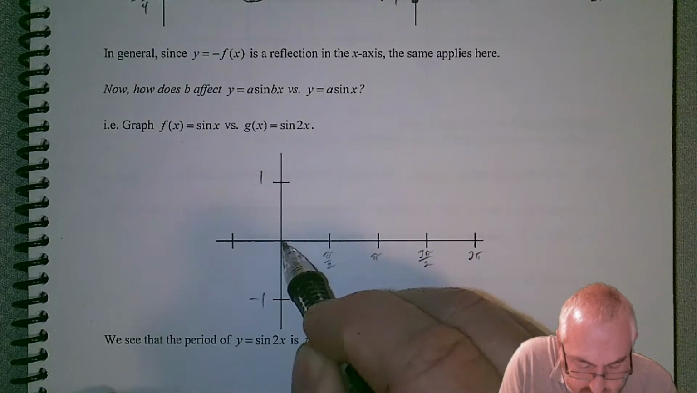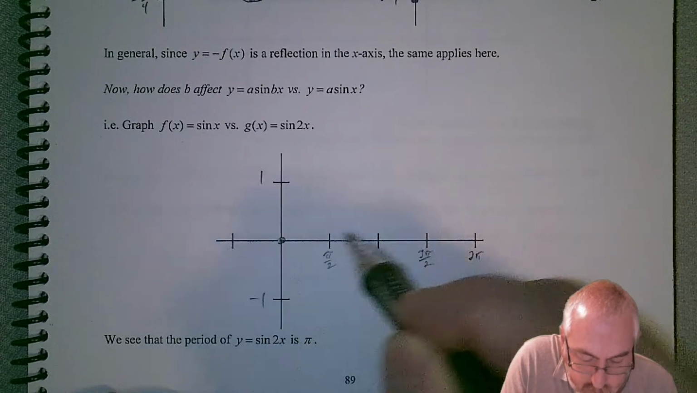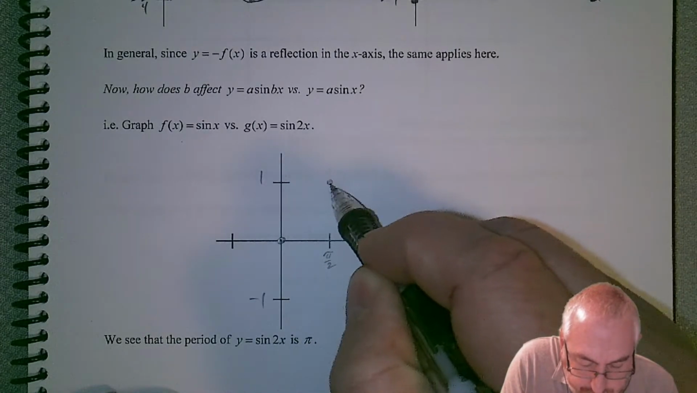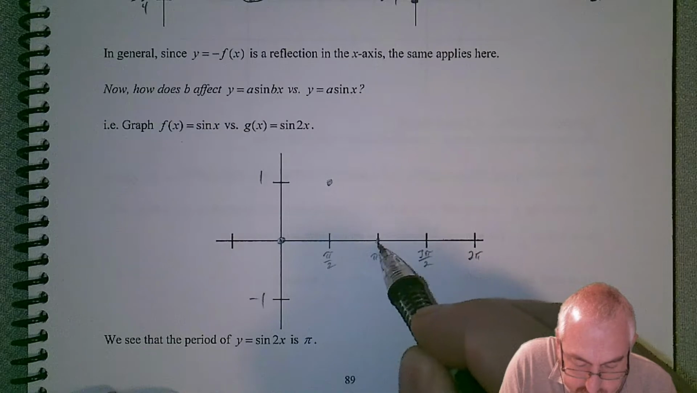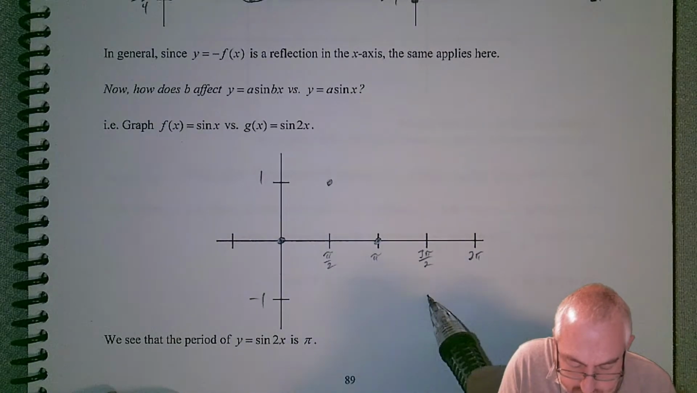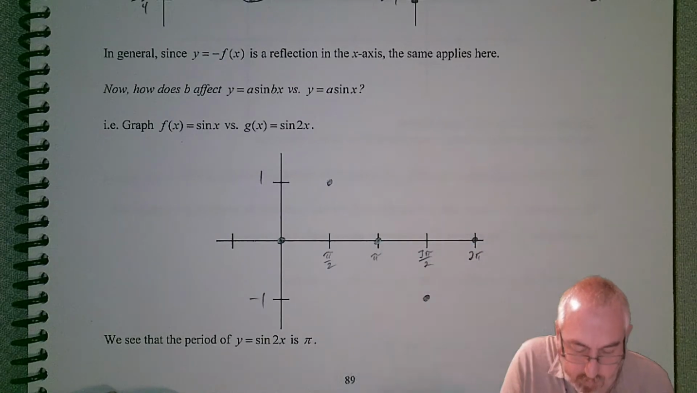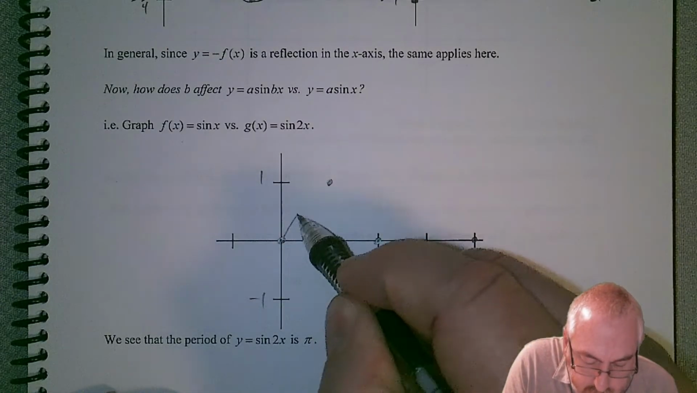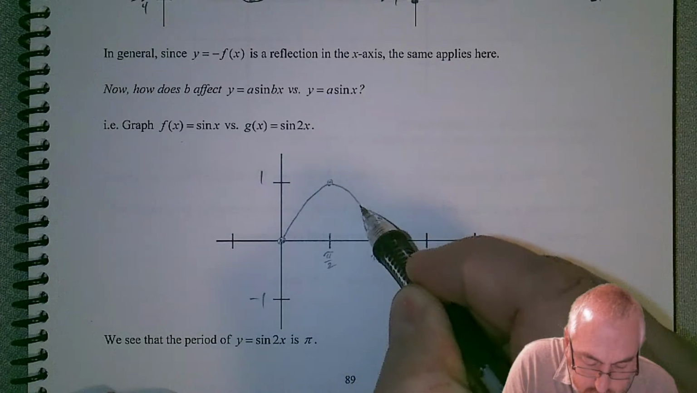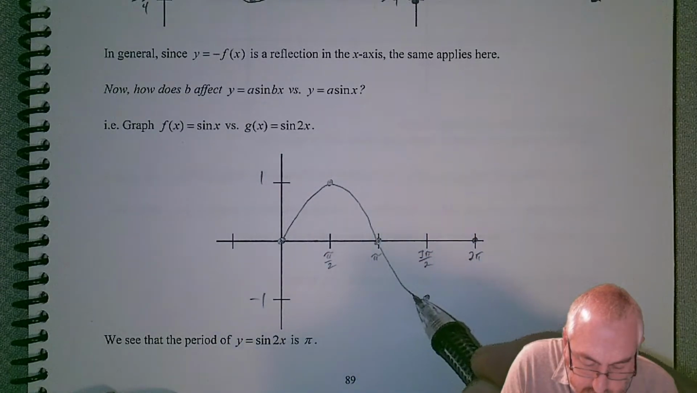So we know that sine starts at 0, goes up to 1, back down to 0, down to negative 1, and back up to 0. So there's our sine function.